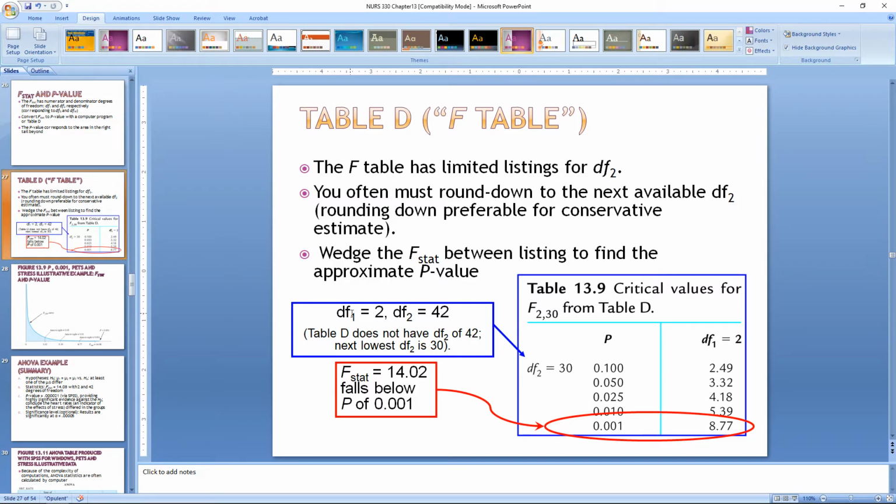First one's always going to be between, so degrees of freedom 1 is going to be the degrees of freedom between, and degrees of freedom 2 is going to be degrees of freedom within. The table doesn't have an exact value of 42, so we go to our next lowest and go to 30.